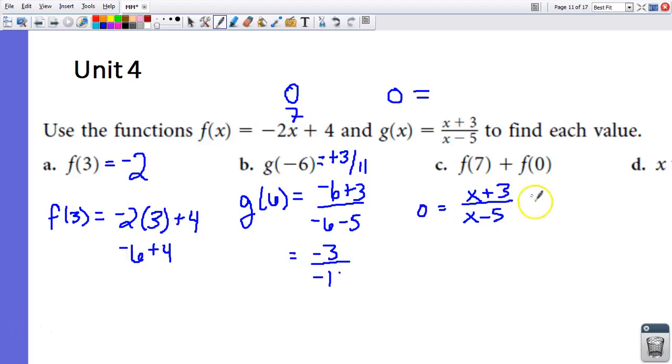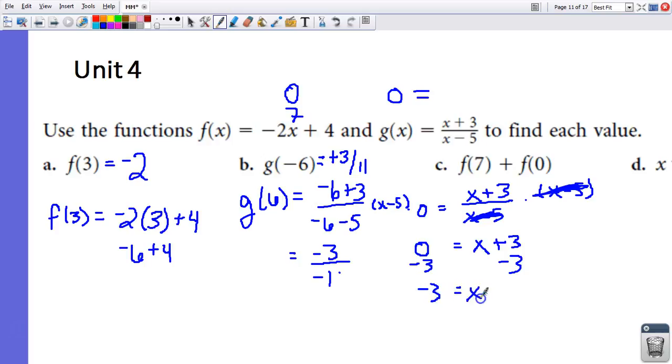And now I want to solve for x. So I'm going to multiply both sides by x minus 5. I can do that, as long as I do the same thing to the other side. Here it cancels out, because it's the same exact thing on the numerator and the denominator being multiplied, right? And over here, anything times 0 is still 0. So all I have left is 0 equals x plus 3. So some number plus 3 is 0. Obviously, if we subtract 3 from both sides, we get negative 3 equals x. So x is negative 3. Okay.